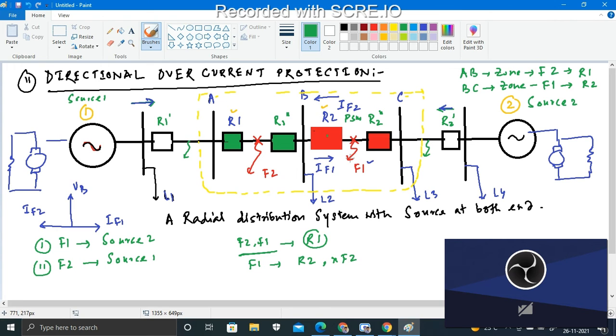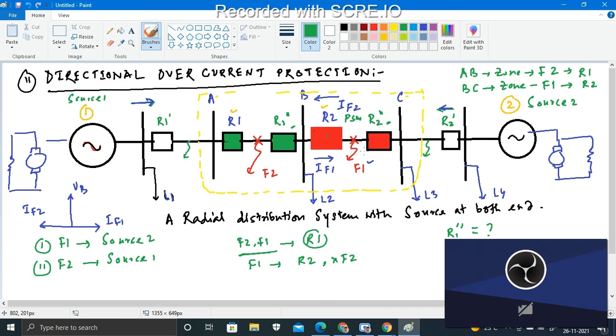So we have to find RA and RC. Suppose RA and RC is 9 ohm. Can anyone tell what will be the function of R1 double dash and R2 double dash? Why should I connect these two relays? Can anyone tell?